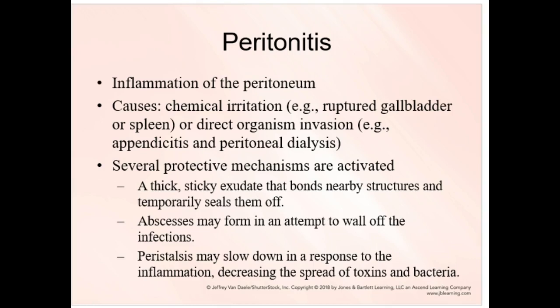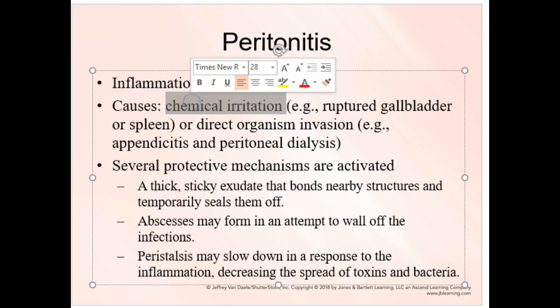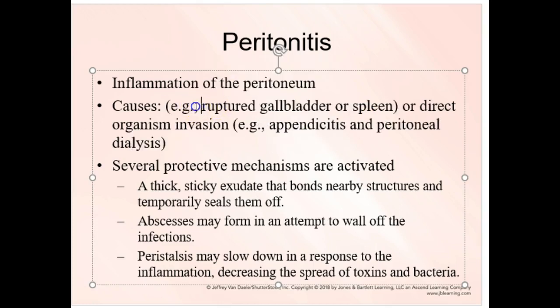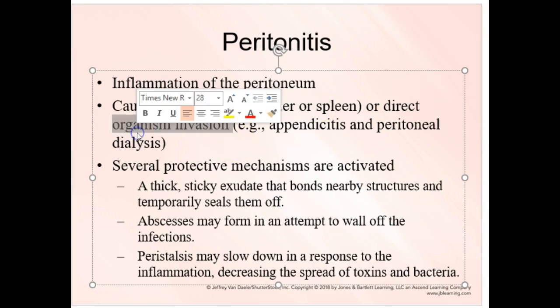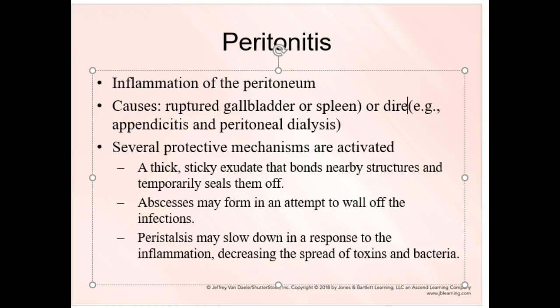Why do they have those all separate? Interesting. I am just going to take this out. Causes. We're just going to say ruptured gallbladder, spleen. I don't quite agree with how they have this organized. Okay, so ruptured gallbladder or spleen or appendicitis. Okay, could also be some sort of trauma if somebody has been stabbed, for example.